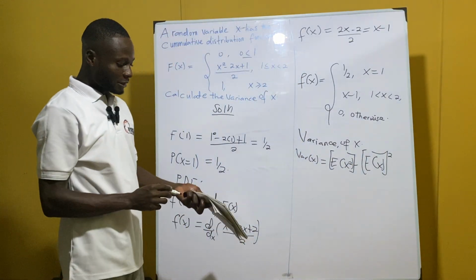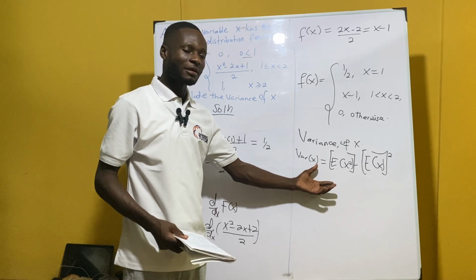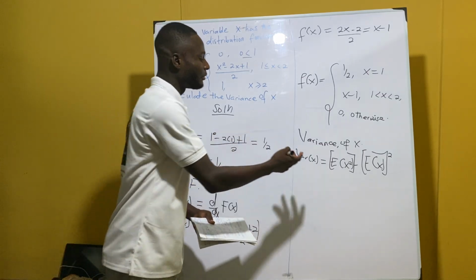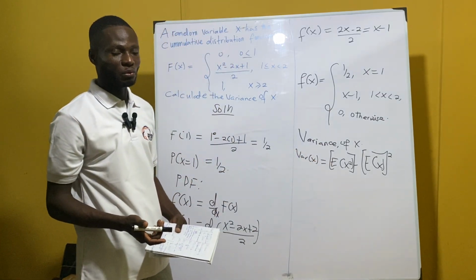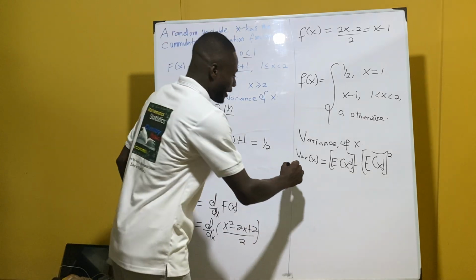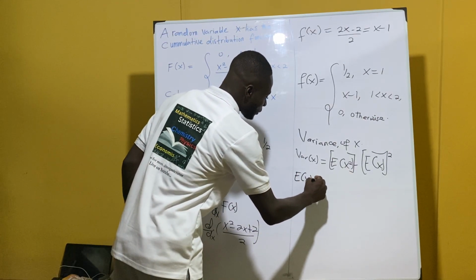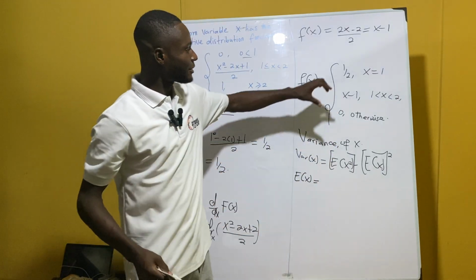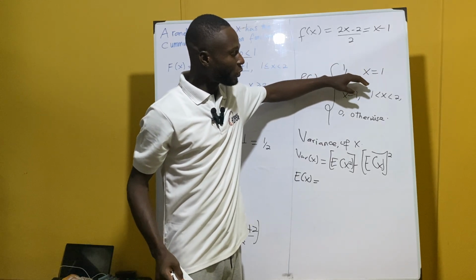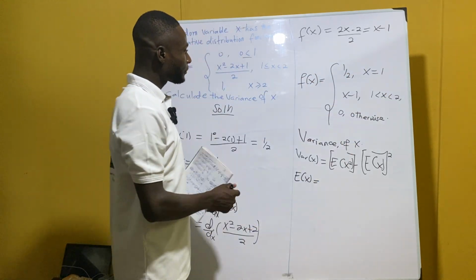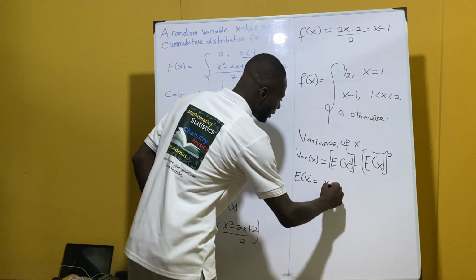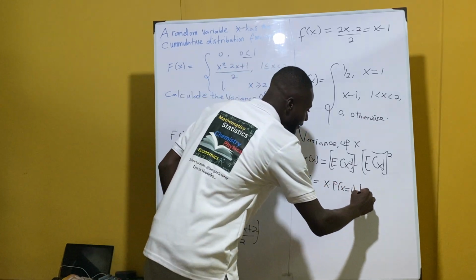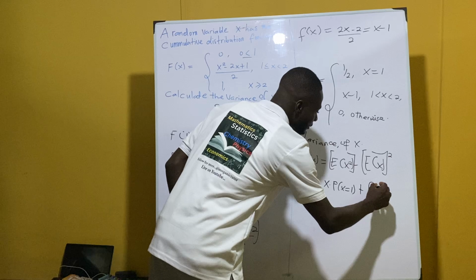Right. So once we have been able to formulate this formula for the variance, we can go ahead and find the expectation of x, the first moment, and then find the expectation of x squared, which is the second moment. All right. So now, expectation of x, we know that this PDF form is in two cases. We have the discrete case and we have the continuous case, right? So from here, the discrete case is going to be x times the probability of x equals 1, plus the continuous case, right?